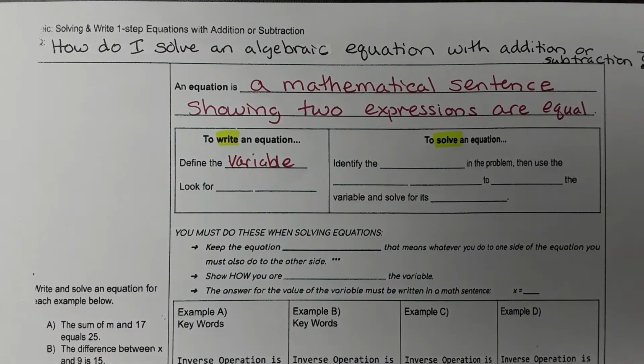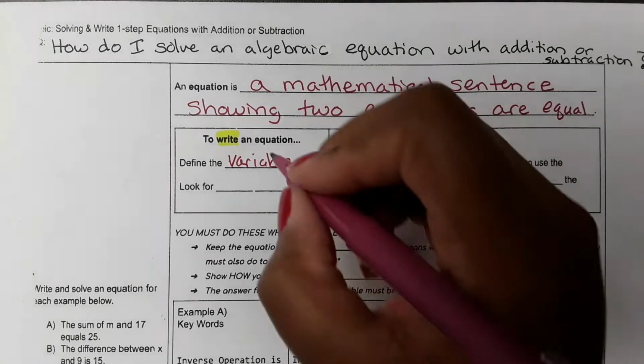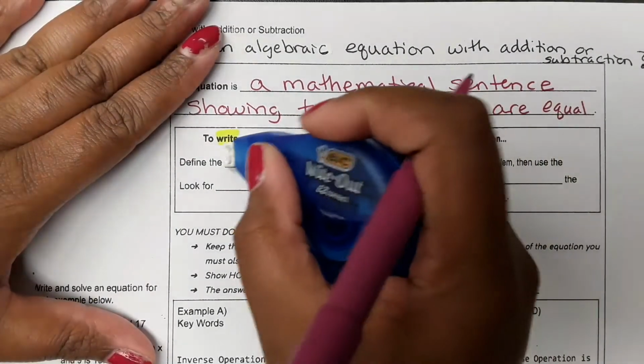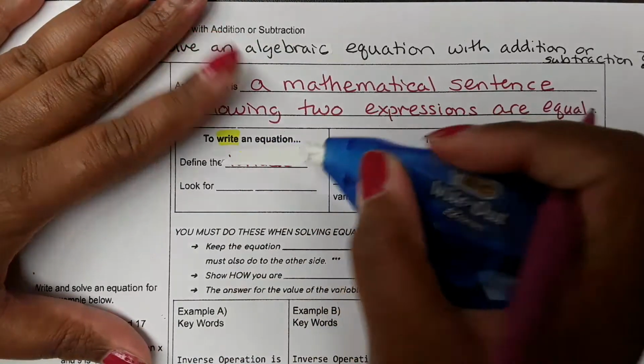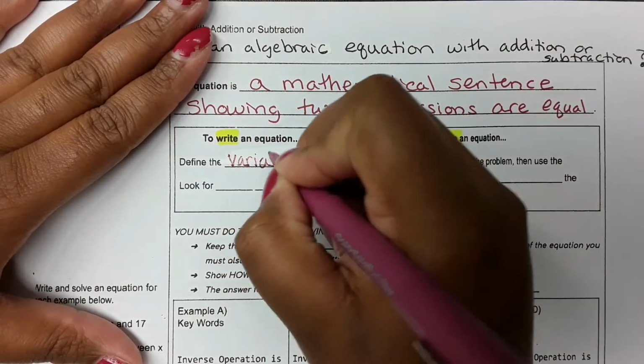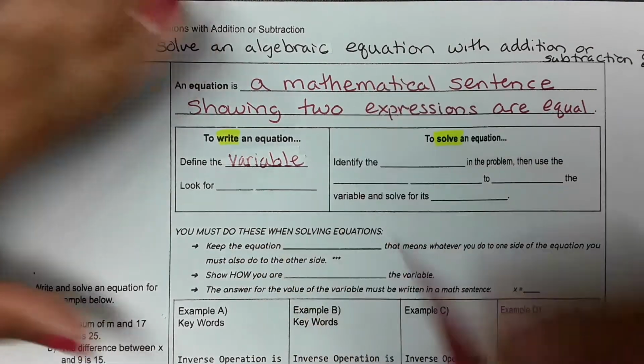Now, if it doesn't require us to define the variable, so if it says something like "the number," or like in the first one, the sum of m and 17 equals 25, then we don't need to define it. But in most cases, in our basic word problems, we are going to want to define the variable. I'm going to rewrite that because it's all messy now, and because I have whiteout tape. There we go.